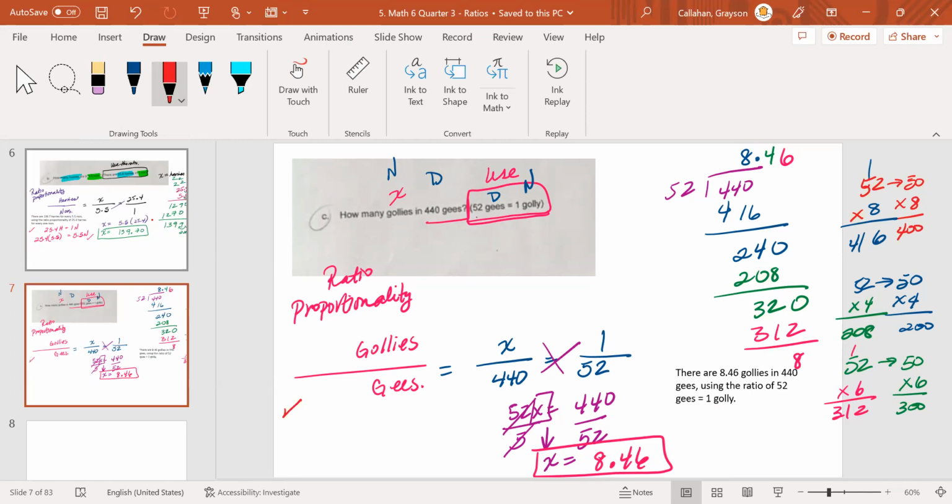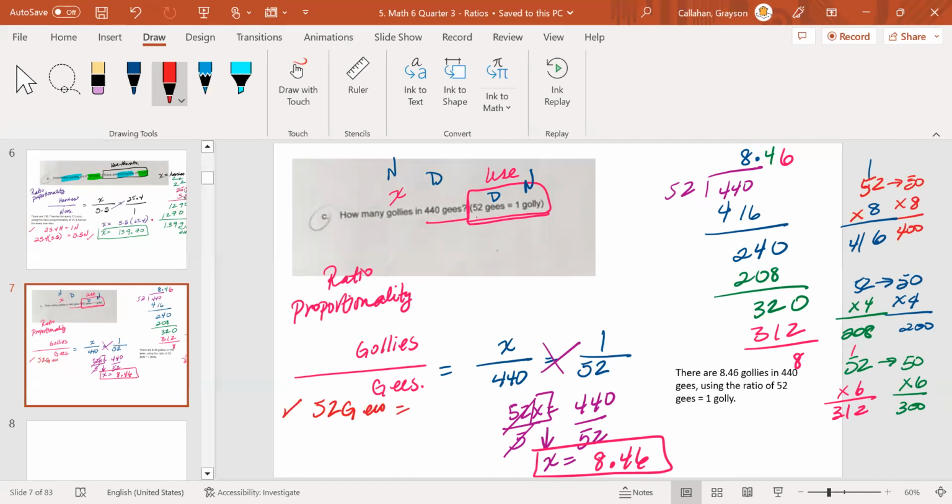So go back to here. 52 geese equals 1 Galli, right? The question is, if they give you 440 geese, how many Gallies, right? Well, I will have to divide this. Do you see that? 440 geese, Gallies. Or hold on a second. I switched this. Hold on, sorry. This is why I need to write it out.